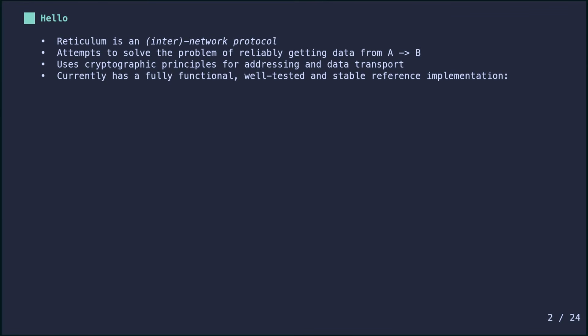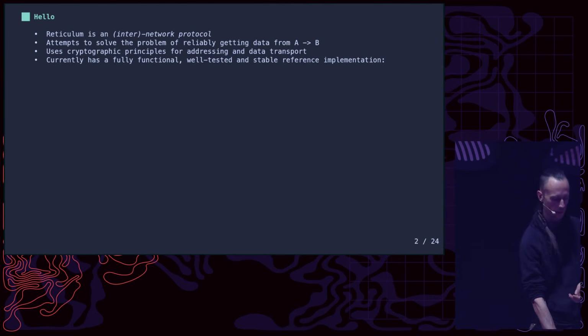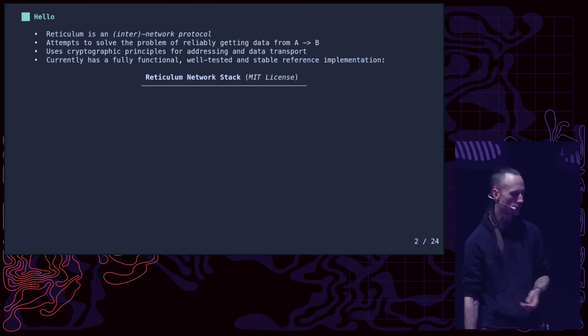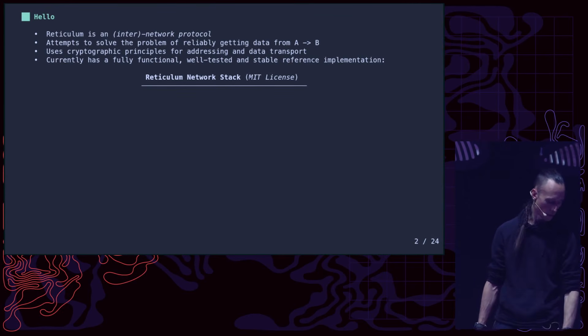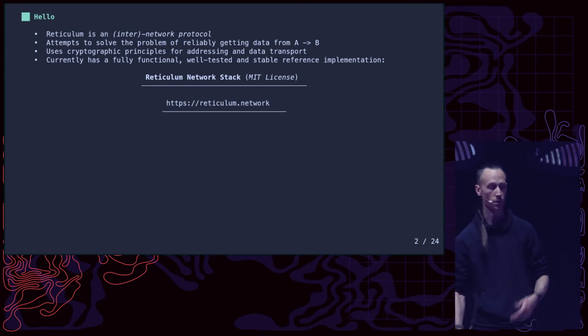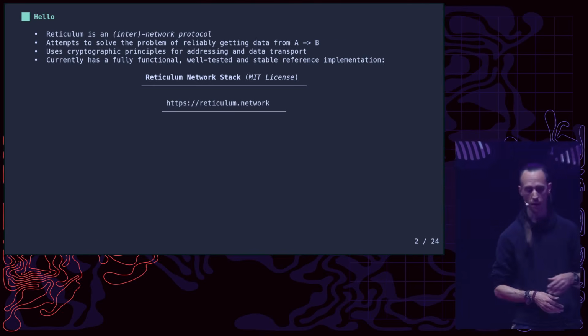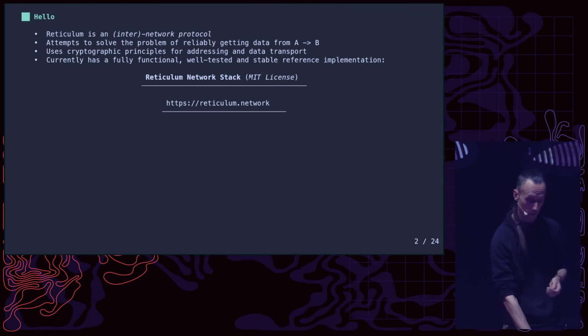Currently, it has a fully functional, well-tested and stable reference implementation. And this implementation is called the Reticulum Network Stack. It's released under the MIT license, and it's available both in package format and as source code. And you can grab it by going to reticulum.network, where you can also access the documentation and specifications and the full manual for the project.